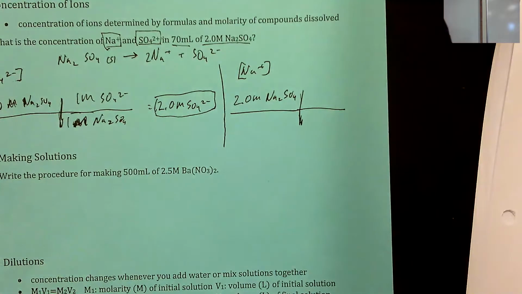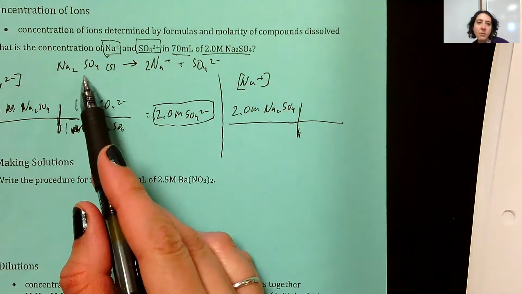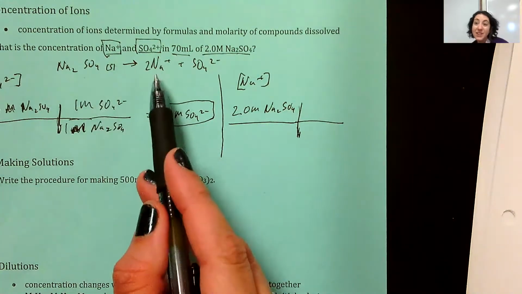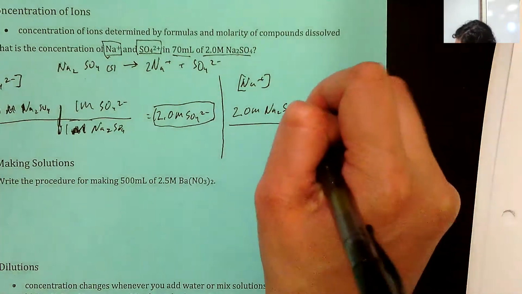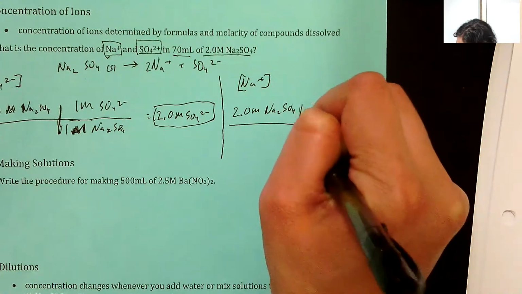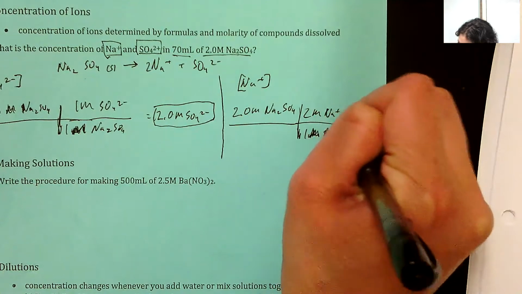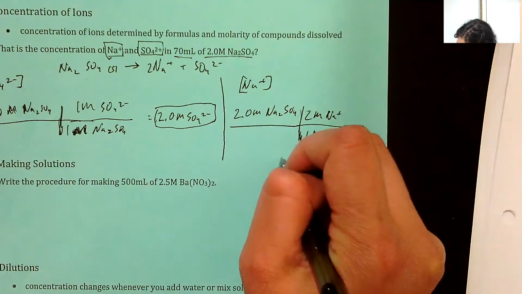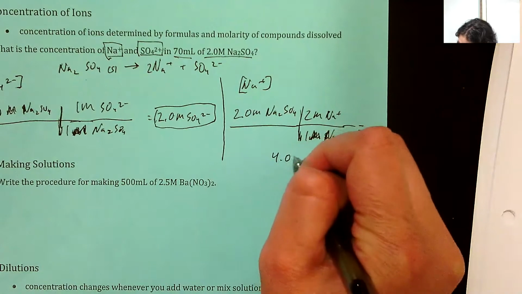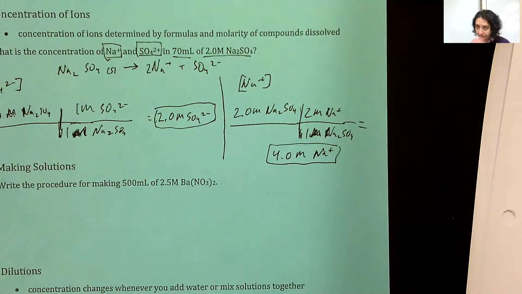Okay. So the concentration of the sodium sulfate is 2.0 molar, but for every 1 molar or 1 mole of sodium sulfate you have, you're going to have 2 of sodium. So this is really just a molar ratio. In this particular case, your concentration of sodium ions is going to be double.